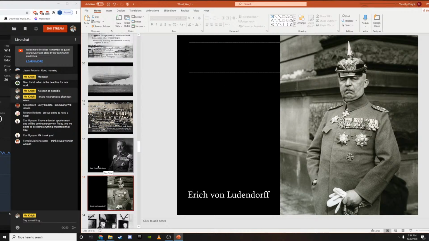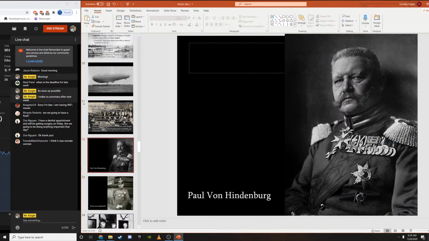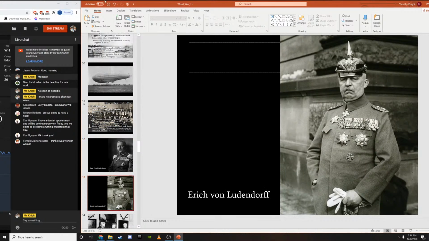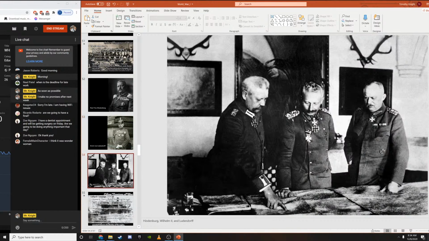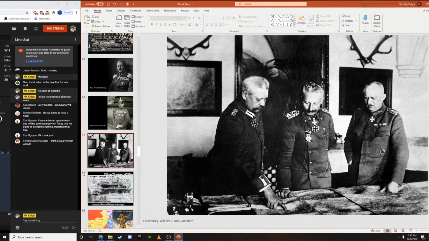And so anyhow, these guys are kind of the major German military leaders. And here you can see them. Here's Paul von Hindenburg on the left, Ludendorff on the right over here. And then in the middle, this is Kaiser Wilhelm II, the monarch of Germany, the emperor of Germany. And here they are looking at a map, talking with one another about World War I plans.